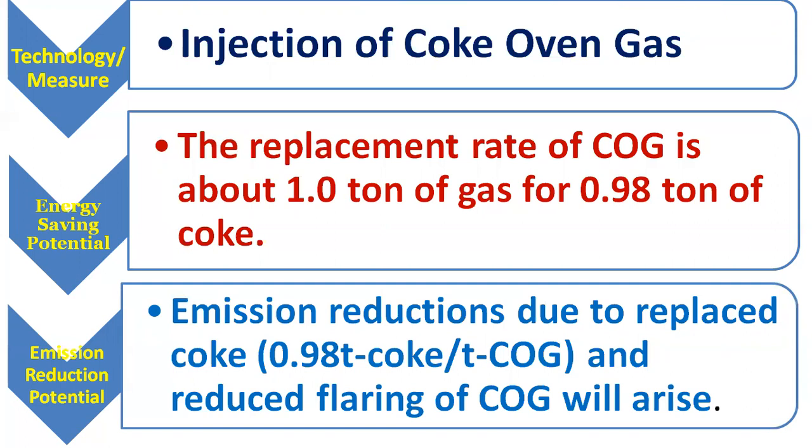In 2004, these furnaces averaged an oil injection rate of 45.5 kg per ton of hot metal and a coke oven gas rate of 46.9 kg per ton of hot metal, with a total equivalent coke rate of 477.8 kg per ton of hot metal. That's the strength of the savings potential of injection of coke oven gas directly. And emission reductions due to replaced coke, instead of 1.98 ton of coke per ton of coke oven gas, and reduced flaring of coke oven gas will also result. That's the advantage of this measure.